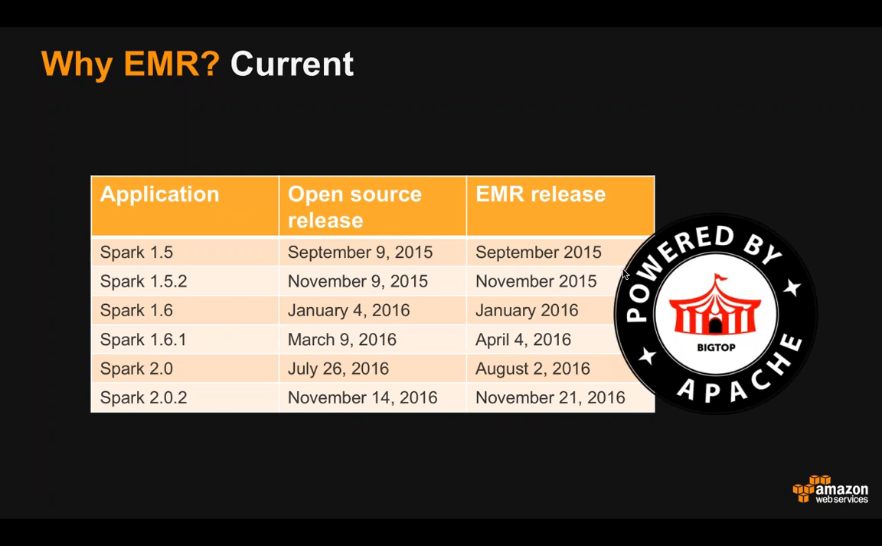So if you look at Spark 2.0.2, which is the latest version of Spark, that was released by the open source community on November the 14th, and we got that into EMR, fully supported with EMR within a week of that release. So that really is extremely important for a lot of customers who need to make sure that they can use the latest versions of those tools as they come out.